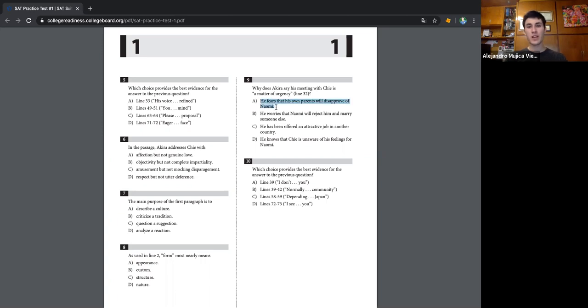He fears that his own parents will disapprove of Naomi. He worries that Naomi will reject him and marry someone else. He has been offered an attractive job in another country, and he knows that Chie is unaware of his feelings for Naomi. So from what we read, we can eliminate what's definitely wrong, right?